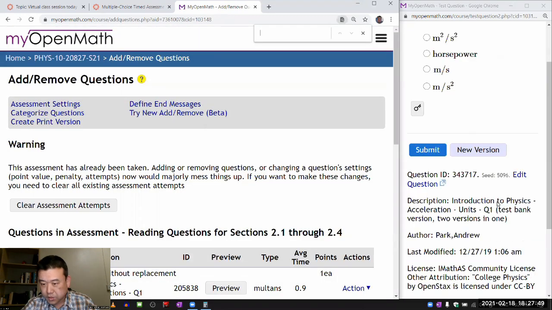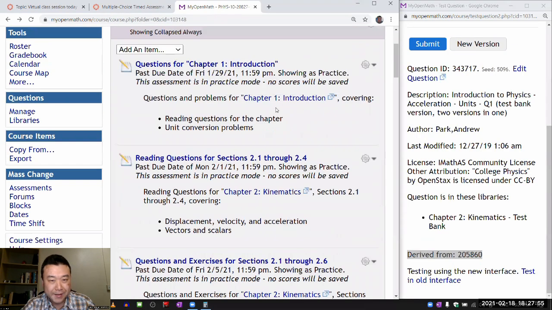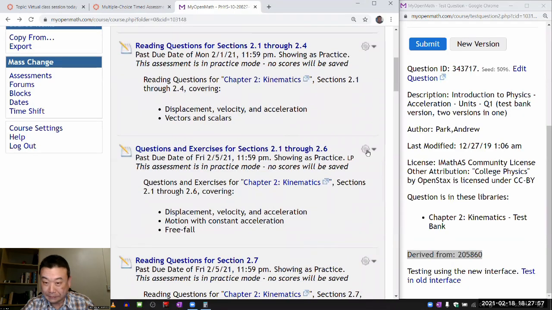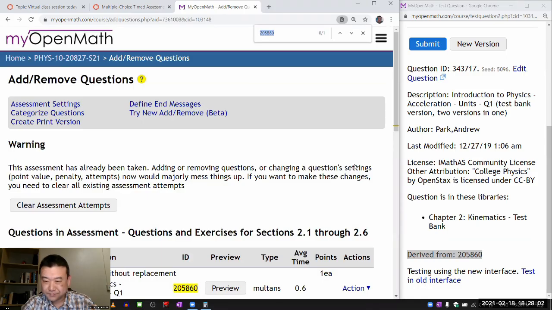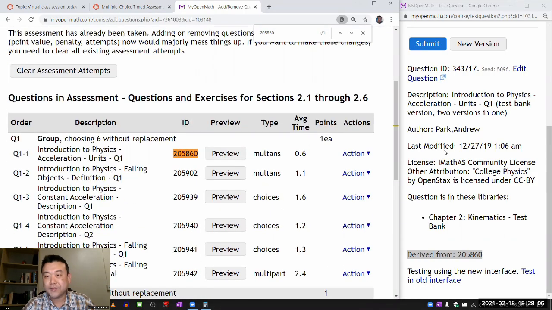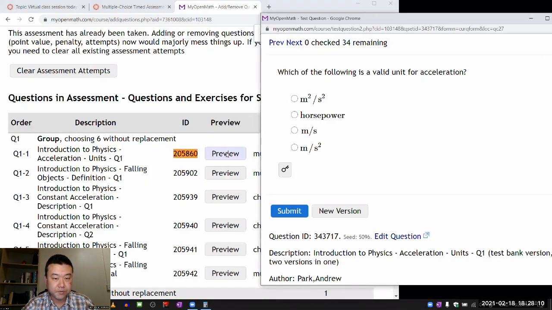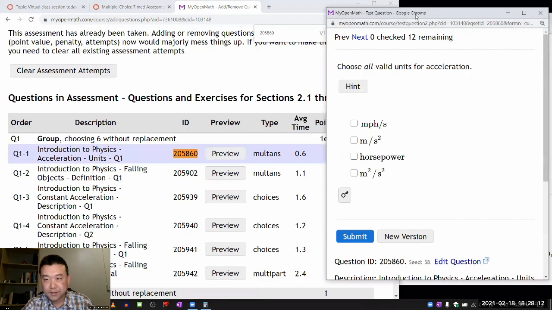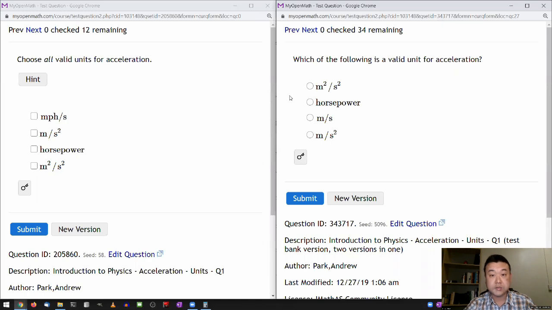I'm searching for that question number, 205 A60. Not the right one. Maybe this one. 205 A. Oh, there it is. So that's the question that this question was supposedly derived from. Let me preview this. Okay, it did not replace that. So these are the two questions.